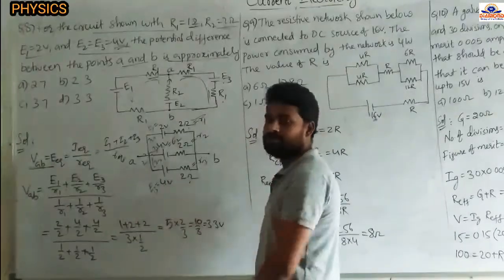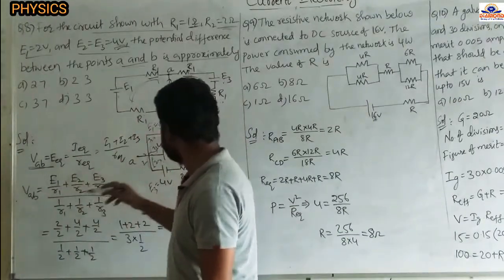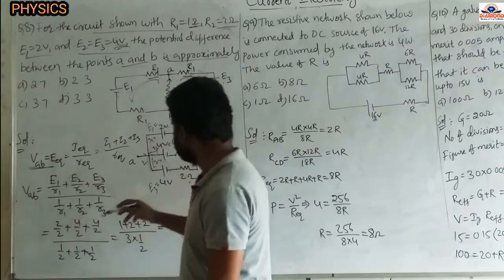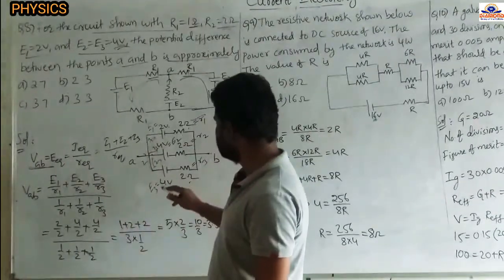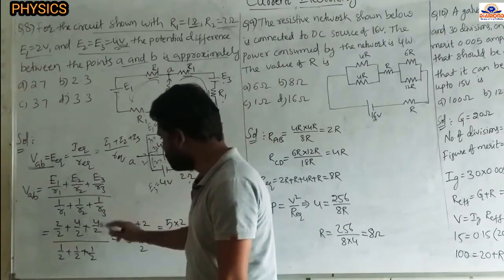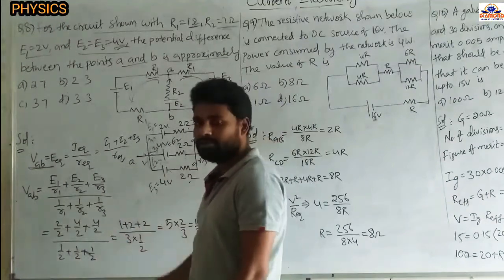So just substitute the values and we will get the answer. E1 value is 2 volt, R1 value is 2 ohm, so 2 by 2. E2 is 4 and the resistance is 2, so 4 by 2. E3 is 4 and the resistance is 2, so 4 by 2. Over 1 by R1, 2 ohm, R2 2 ohm, R3 2 ohm: 1 by 2 plus 1 by 2 plus 1 by 2.